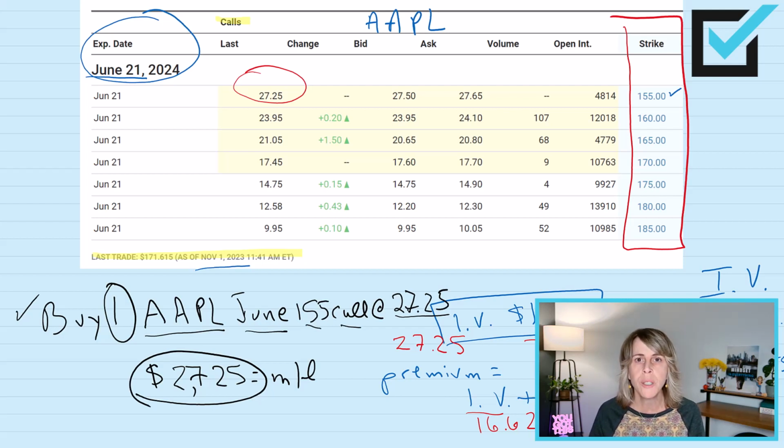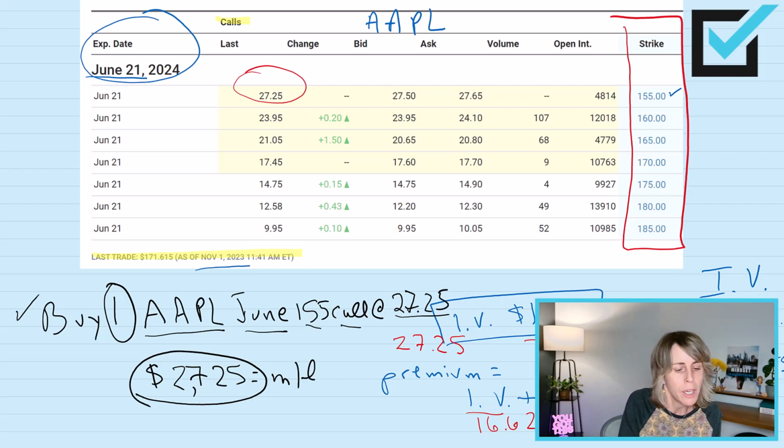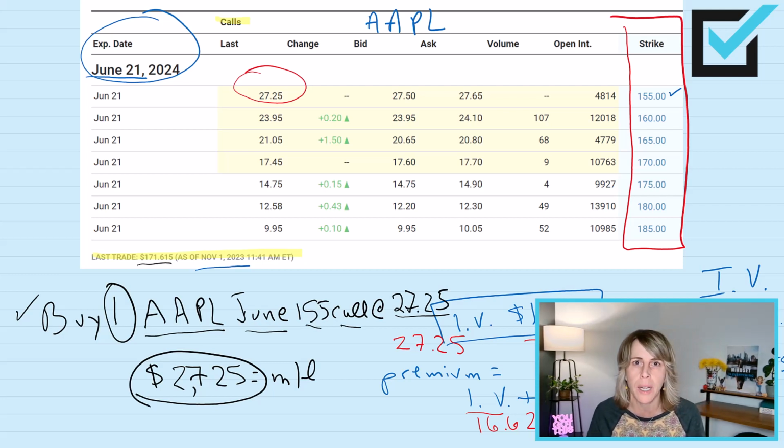Now, if you didn't want to buy a call on Apple and you just wanted to buy Apple stock, you would have to pay $171.62 times 100 shares for one round lot. That is a lot more than the premium than you would have to pay to buy this call option. So options give you leverage. You pay much less than the actual cost of buying the entire 100 shares. You simply pay the premium.